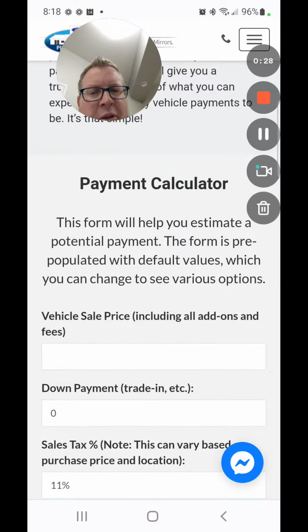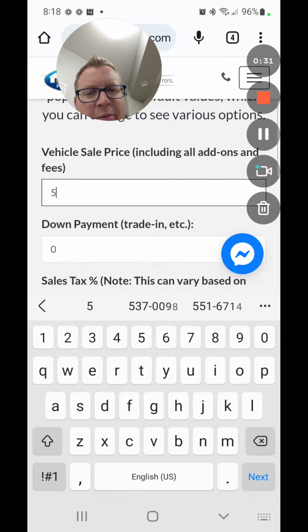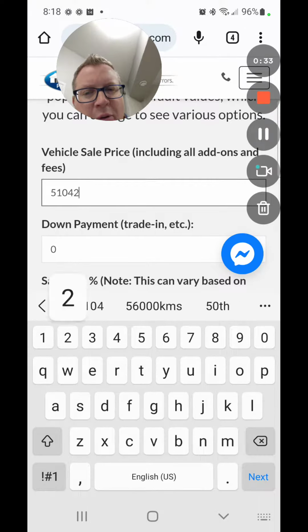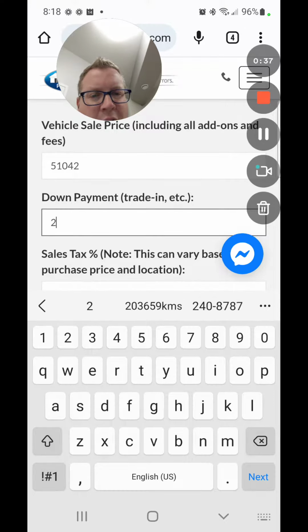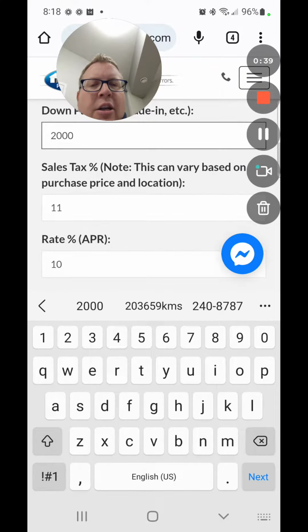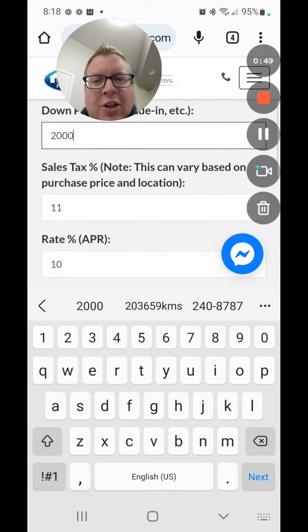If you scroll down, go to vehicle sales price, enter in the price, which was $51,042. Let's say we want to put a down payment of $2,000 in there, and then it's Saskatchewan sales tax. Once again, if you happen to be status, you can take that out. If you're from Alberta, you take out the PST and manage it that way.